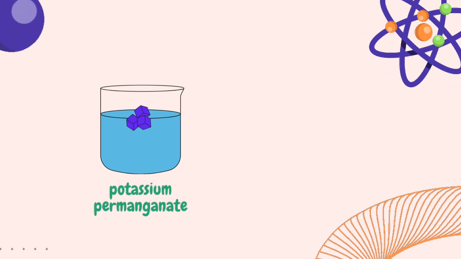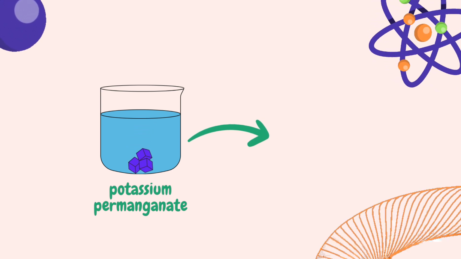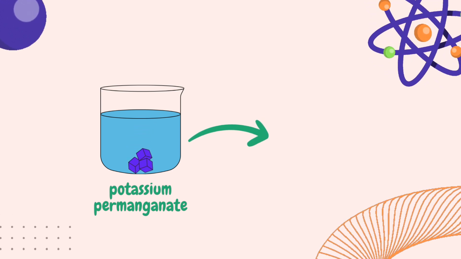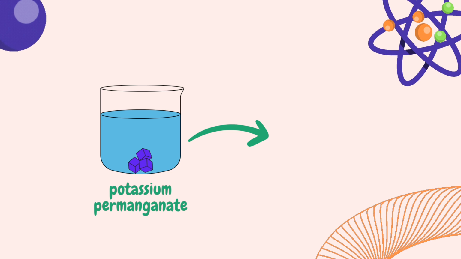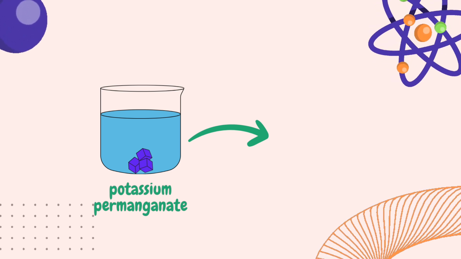The experiment involves filling a beaker with water and introducing crystals of potassium permanganate into the solution. Subsequently, careful observation is conducted to track the behavior of the crystals and any resulting color changes in the liquid.